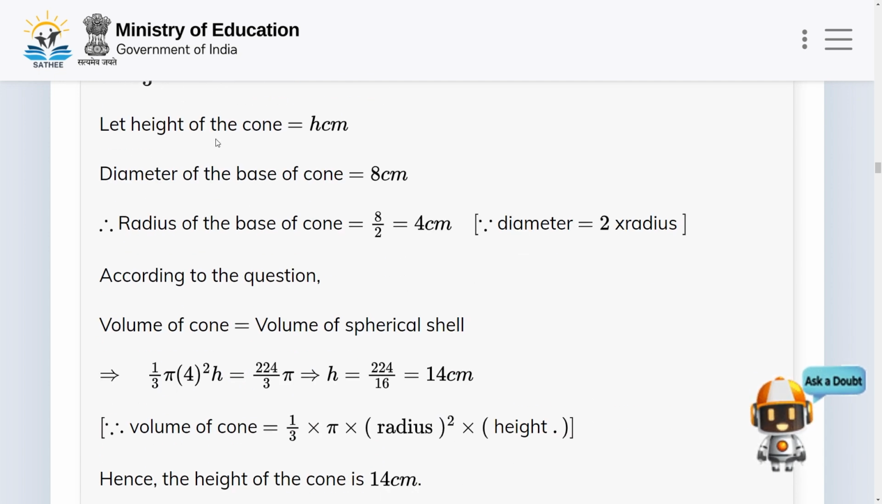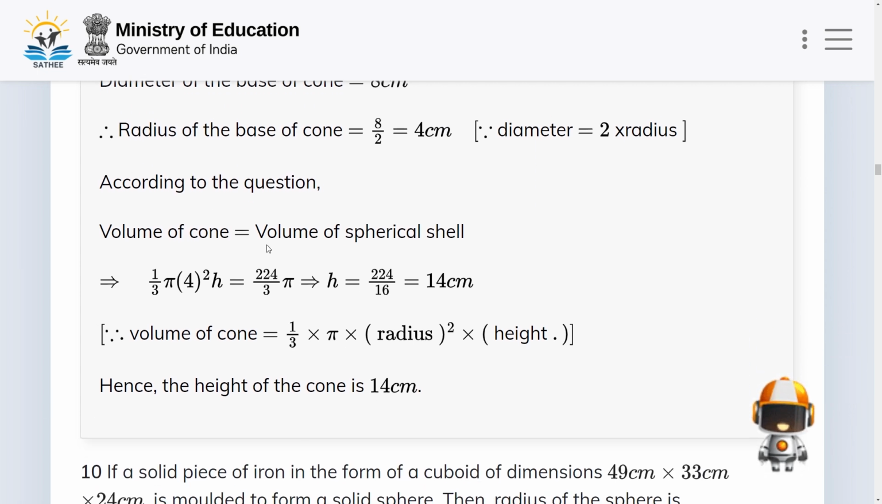Okay, so we get the volume of the spherical shell is 224 pi by 3 centimeter cube. And now let the height of the cone be h. The diameter of the base of the cone is 8 centimeter, and therefore the radius of the base of the cone is 8 by 2, that is 4 centimeter, since diameter is equal to 2 times radius. Okay, so according to the question, the volume of the cone is equal to the volume of the spherical shell, which we found to be 224 pi by 3. And we know the volume of a cone is 1 by 3 pi r square h. Okay, so here r is 4 and h is what we need.